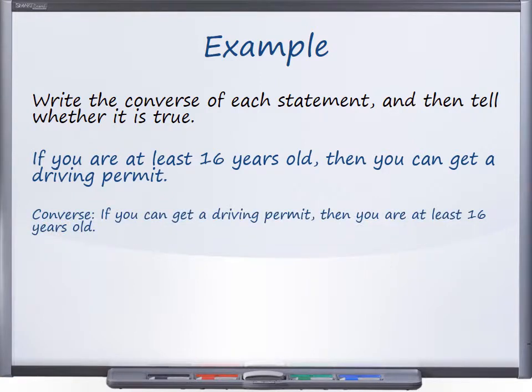If you can get a driving permit, then you are at least 16 years old. Again, assuming we're in Connecticut. So is the converse true? Yes, it is. Because if you can get a driving permit in the state of Connecticut, then you must be at least 16 years old. So the converse of this statement is indeed true.